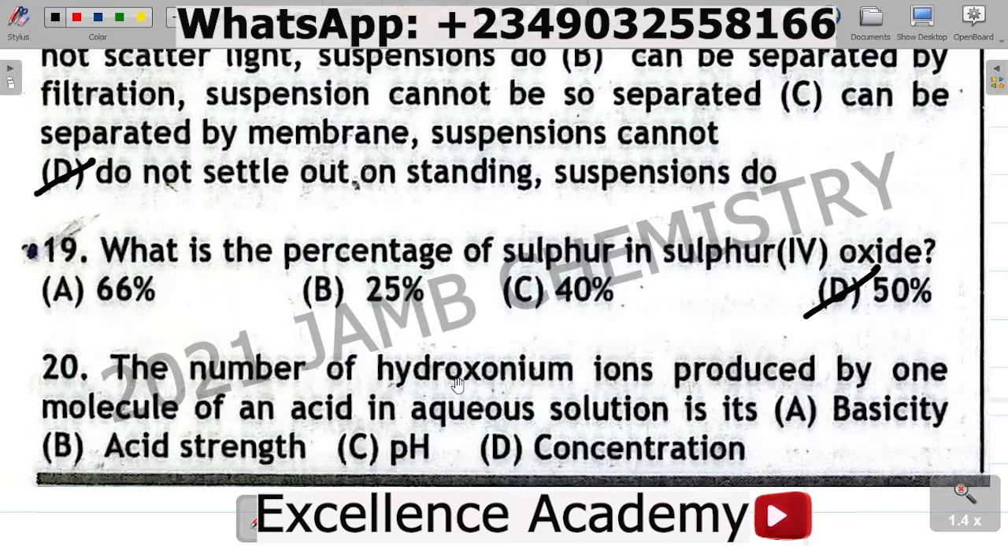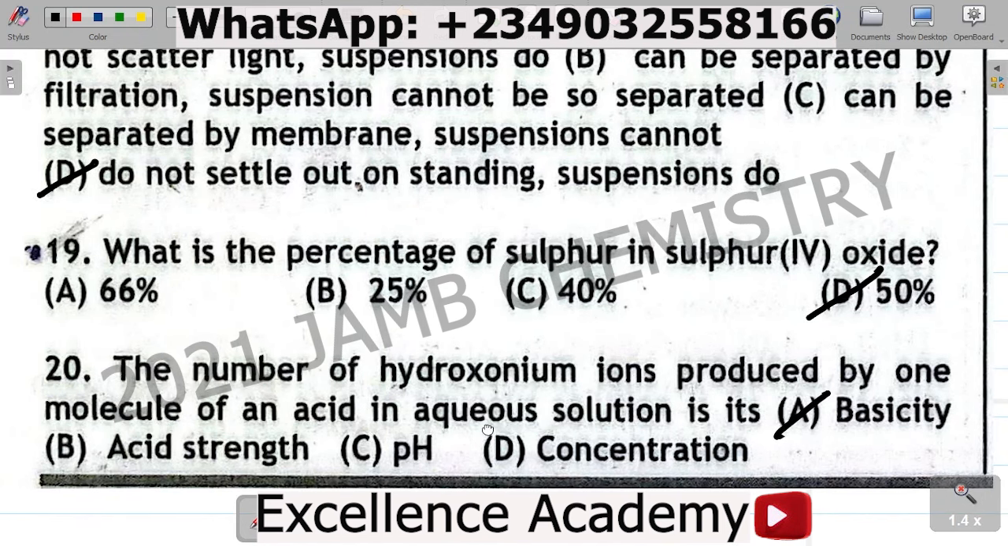Question 20. The number of hydroxonium ions produced by one molecule of an acid in aqueous solution is its A. Basicity, B. Acid strength, C. pH, D. Concentration. Now for this question, you want to note that there is something called basicity. And by definition, basicity is simply the amount of replaceable hydrogen ion or hydroxonium ion present in a compound which is acidic. So in this particular question here, the correct answer there is basicity.